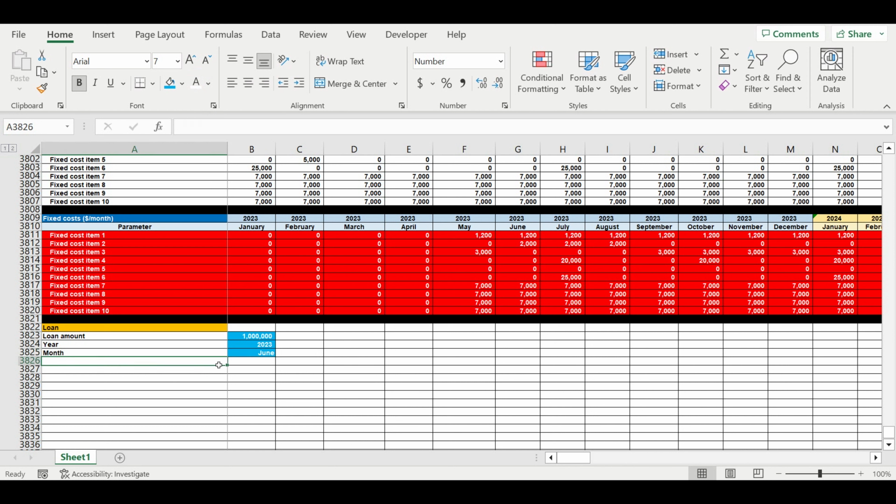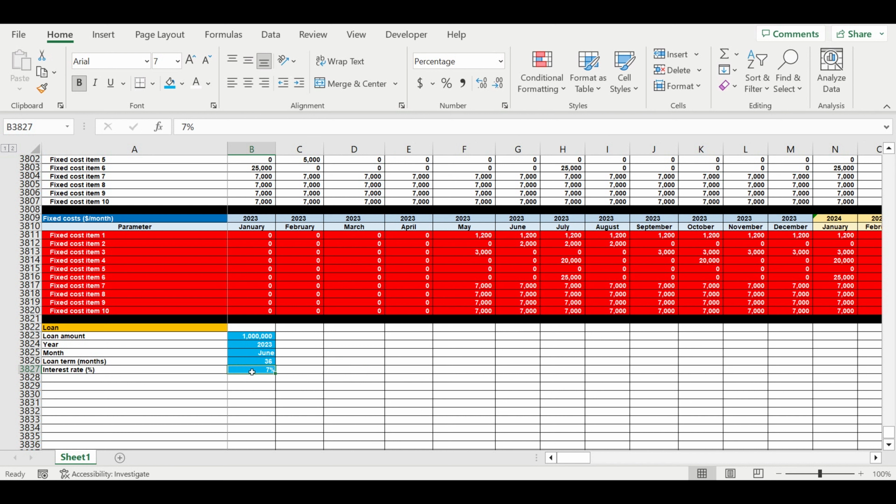Then we are specifying the loan term in months. Let's say we are getting a 36-month loan. This is the input. Then we specify the interest rate in percentage format. This is the input, so let's say 7%.